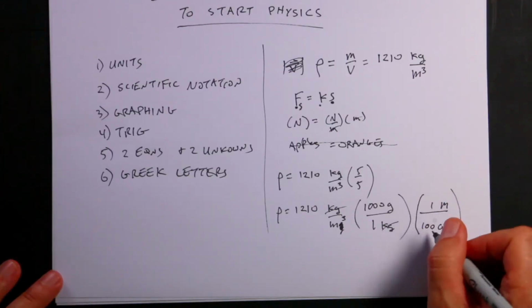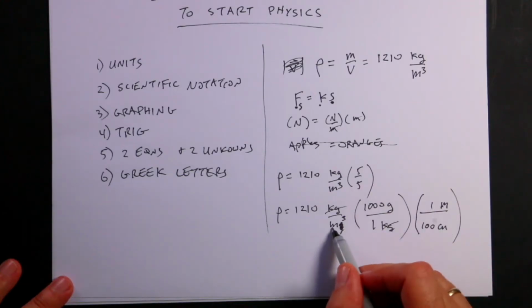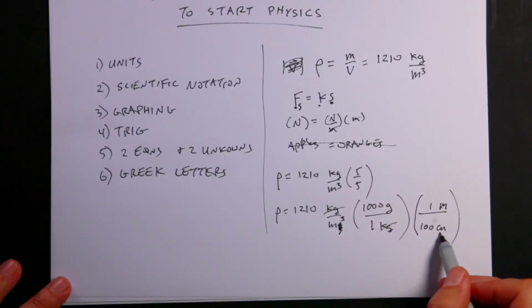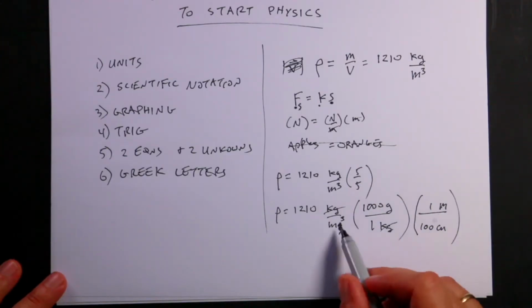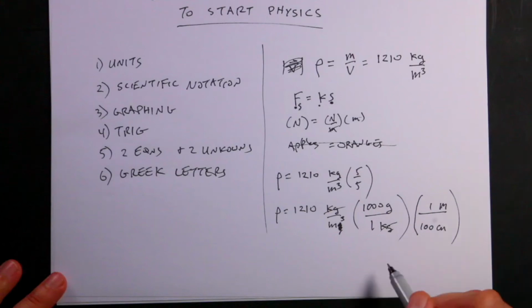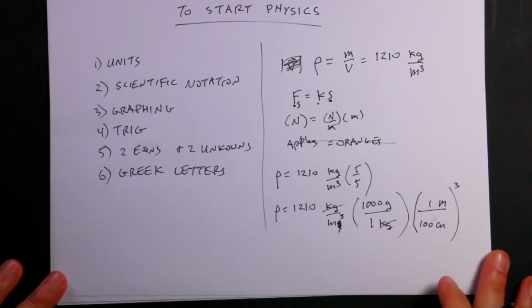So if I do this, this does not cancel, right? Because I have meters here, and here's meters cubed. And then I'd have centimeters. So what I need to do, this would be meters squared centimeters. Only one of the meters would cancel. So I actually need to do this 3 times. So I need to cube this whole thing.